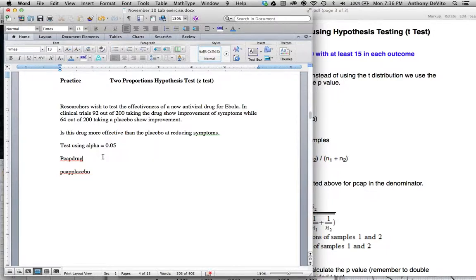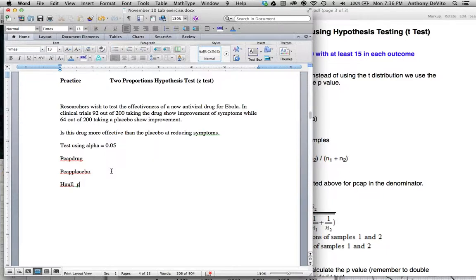Why P cap? What does P cap represent? It represents the proportion of your sample. Now, let's take a look at our null hypothesis, H null. What's H null going to be? P what? P cap? Should I use P cap in my null hypothesis?